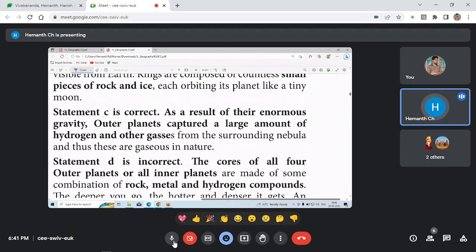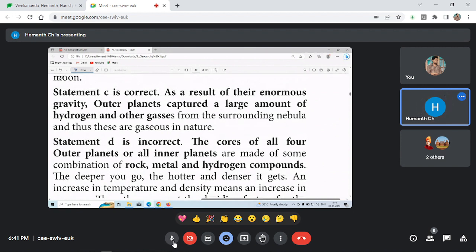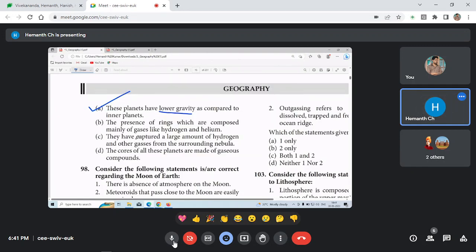As a result of their enormous gravity, the outer planets capture a large amount of hydrogen and other gases from the surrounding nebula, and thus they are gaseous in nature. That is their enormous gravity.